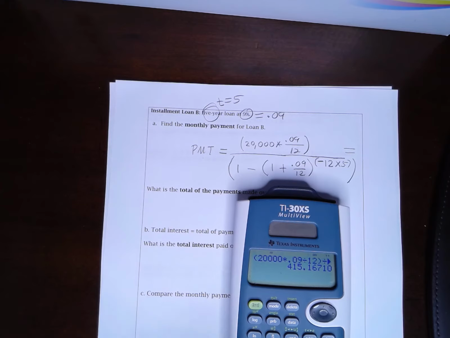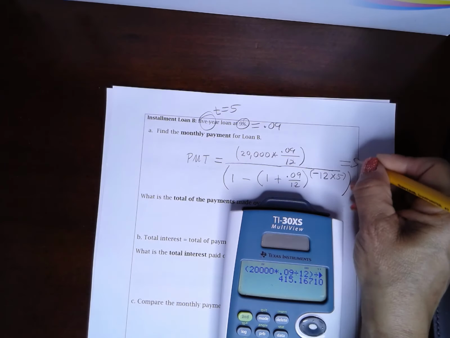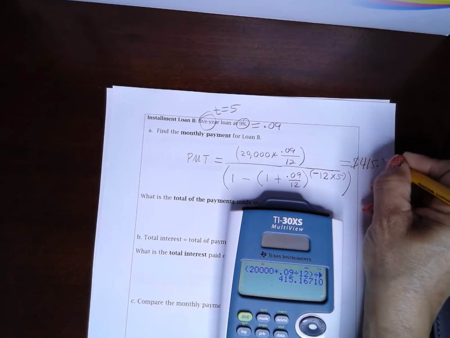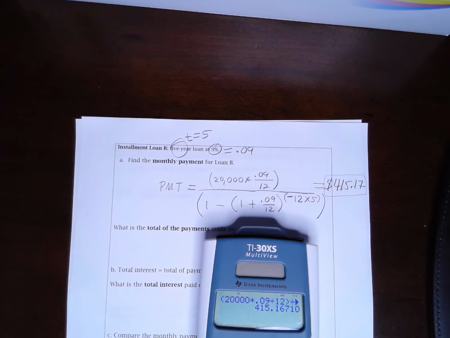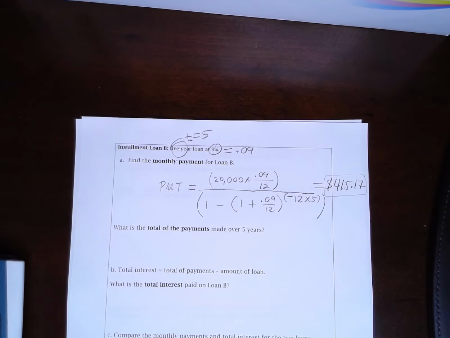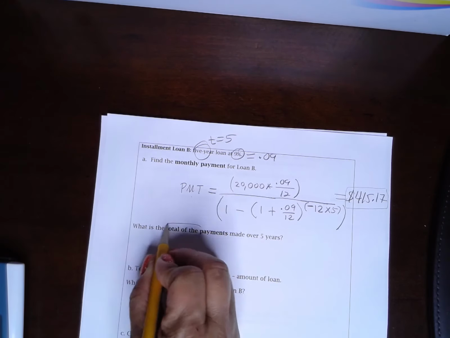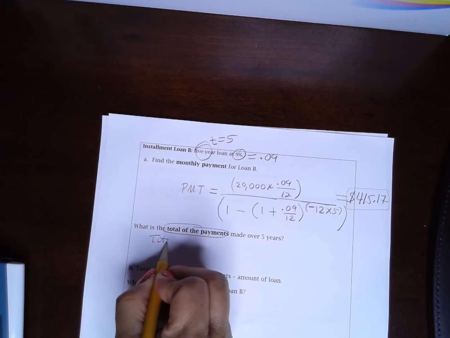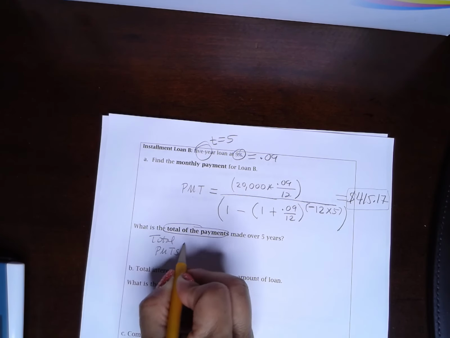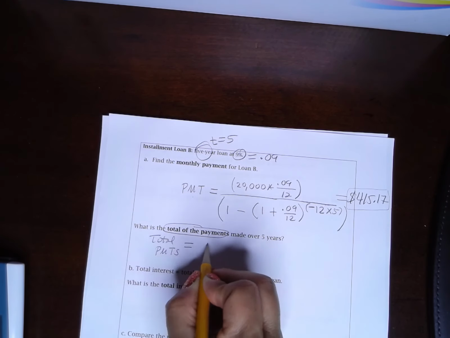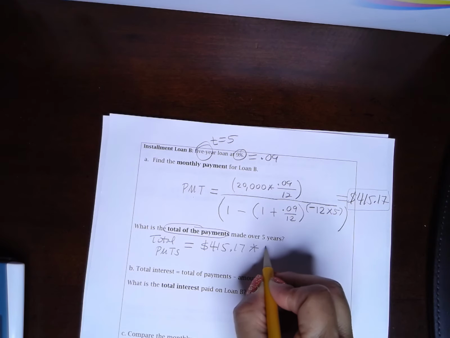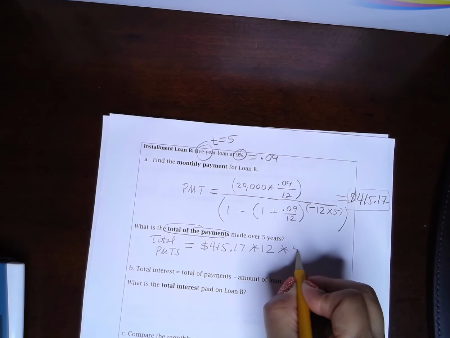Okay, you just need patience. So this is going to be $415.17. Okay, so the longer the loan, the lower the payment. So you're paying that for 2 more years in this one. So the total amount of payments that you made over 5 years, so total payments, is equal to your monthly payment. And since it's monthly, each year has 12 months, so 12 times 5 years.